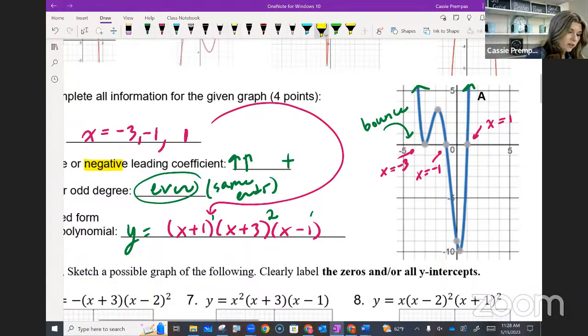So you look at the 0. If it doesn't pass through the x-axis, it's called a bounce. I think I'm hearing you right. You're saying it goes straight up like that. Yes. Yeah. Yep. That's a bounce. So then we should have an exponent of 2. Nice.